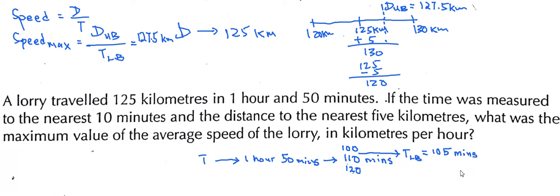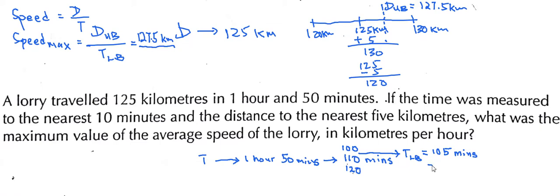Okay. Now, if the question asks for kilometer per minute, then straight away you take this 105 minutes and put it here. Whatever I get, that is the answer, kilometer per minute. But the question asks for kilometer per hour. So you have to convert everything into hour before you proceed with the division of the distance by the time.